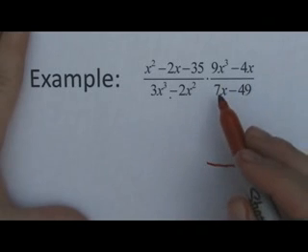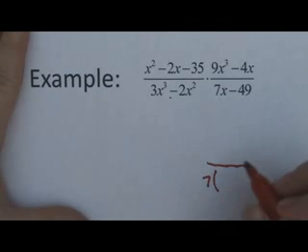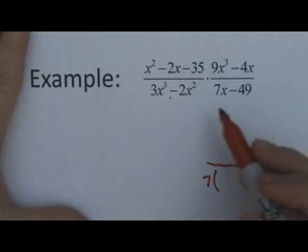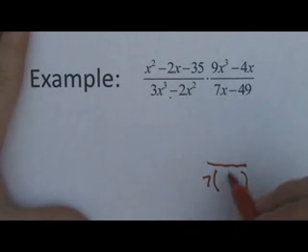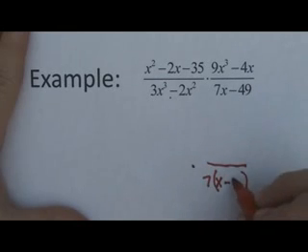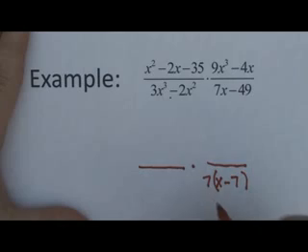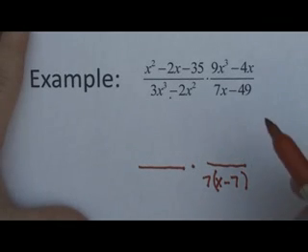7x minus 49. 7 and 49 have a 7 in common, so I'm going to take out a 7. If I take a 7 out of 7x, that leaves me with x. Bring the minus. If I take a 7 out of 49, that leaves me with 7. Alright, so that one's done. Let's look for another easy one.